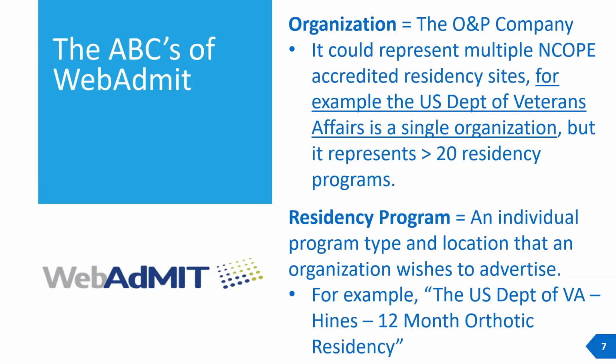A residency program is an individual program type and location that an organization wishes to advertise. Going back to our example, the US Department of Veterans Affairs Hines is their Chicago-based residency site, looking for a 12-month orthotic residency. That's one of their programs, but they also have a program in San Diego for a 12-month prosthetic residency too. So if you're in a situation like this where you have multiple programs, looking for orthotic residents or prosthetic residents, or maybe even a combined O&P residency, well, there are ways to do it.